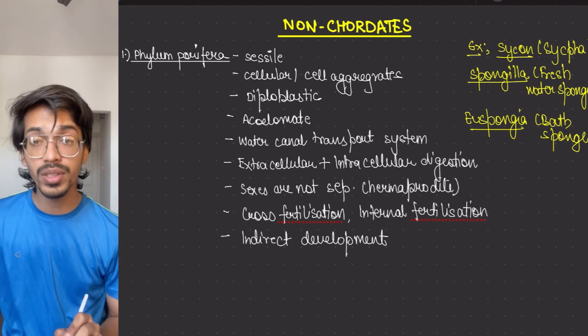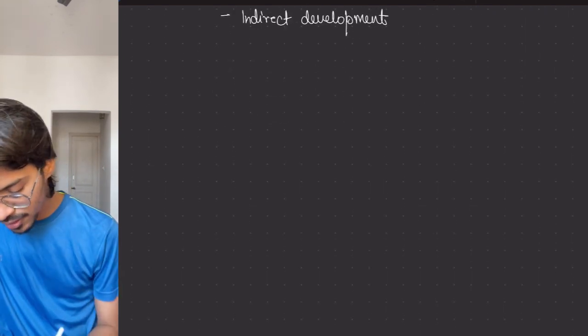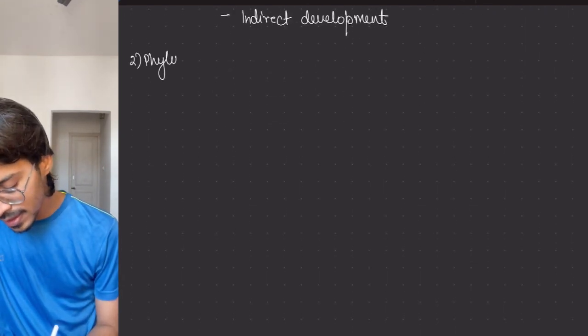In the same way, we have to see about every one of them. So let's quickly head towards the next one. After Porifera, the next phylum is Coelenterata.